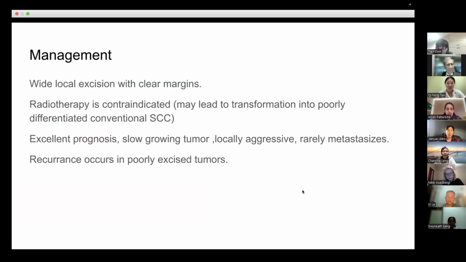Management. It's the same as the previous one. It's a wide local excision with clear margin. Radiotherapy is contraindicated as it may lead to transformation into poorly differentiated conventional squamous cell carcinoma. It is an excellent prognosis. It's a slow-growing tumor, locally aggressive, and it rarely metastasizes. Recurrence occurs in poorly excised tumors.